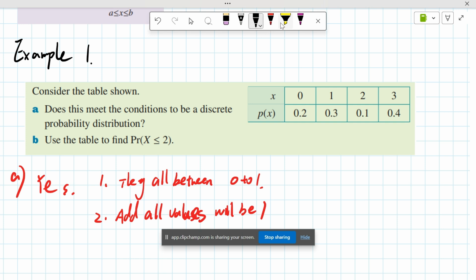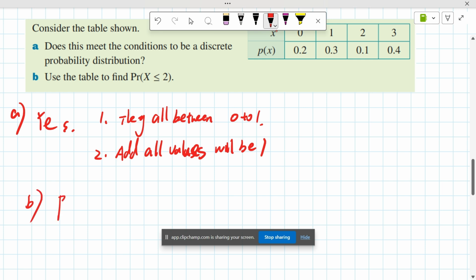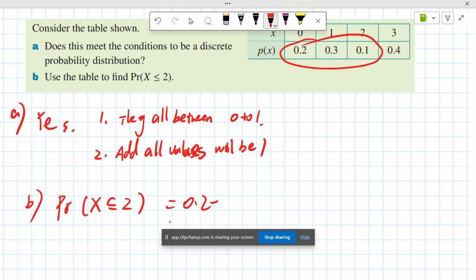Now we're gonna try to figure out question B. What's the probability of x less than or equal to 2? Less than or equal to 2, so we're adding the three numbers: 0.2 plus 0.3 plus 0.1 equals 0.6.